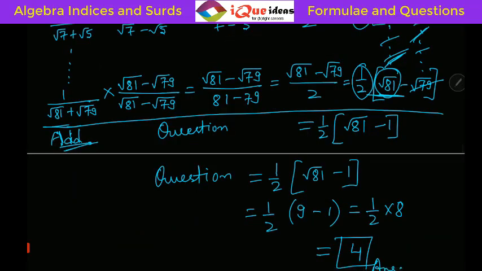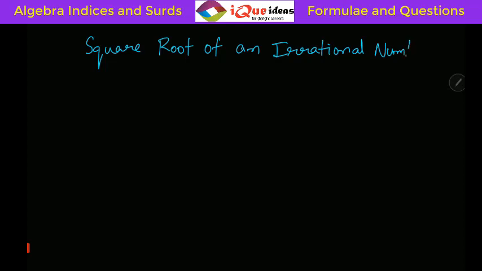All right. Now let's take up the next type of question, that is square root of an irrational number. All right. Now in this, there is nothing technical about it. It's a simple fixed process that we have to follow. Okay. And how do we go about it?